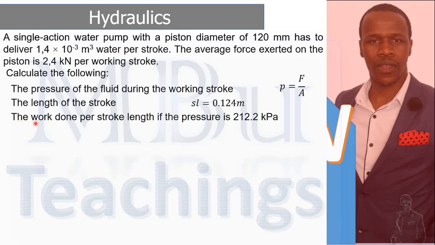Finally, the last question, it says the work done per stroke length if the pressure is 212,2 kilopascals. Obviously, I already told you that this was the pressure anyway. So the work done, you remember the work done is equal to pressure times volume. So you can just multiply them and find your answer for work done in joules.